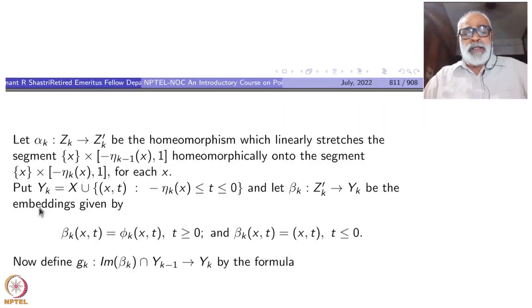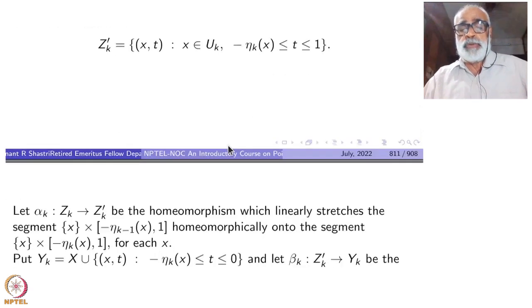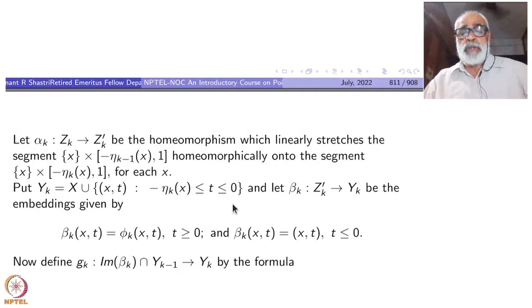Okay. So put yk. See again, I am defining these things inductively, right? Put yk equal to x union this x comma t, where eta k is taken up to 0 only. Okay. So the portion of zk prime is taken only up to t less than or equal to 0. Okay, that is your yk. Namely, these are extra spaces, you see, that is what I have taken. Okay, but take it with union with x. Okay. So they are all subspaces of y now.